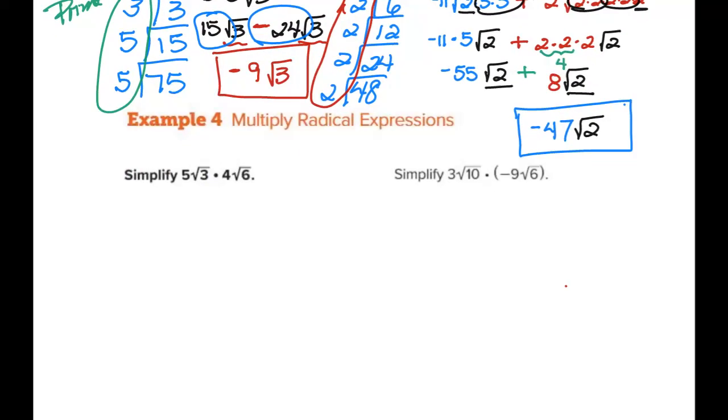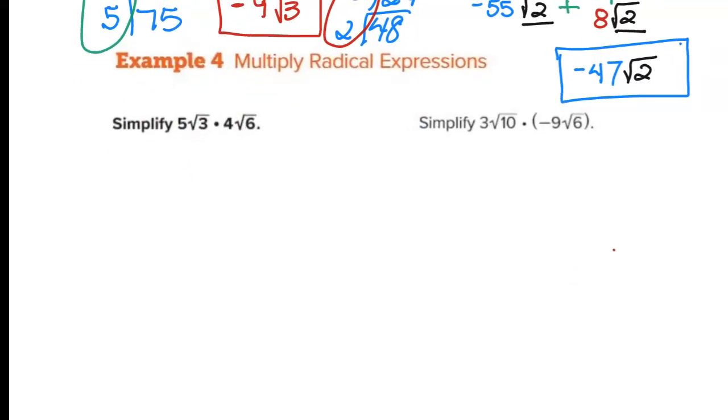Let's now multiply. Multiplying is so much easier. Okay? Because you don't have to have like radicands. You are going to multiply coefficient times coefficient. So 5 times 4.